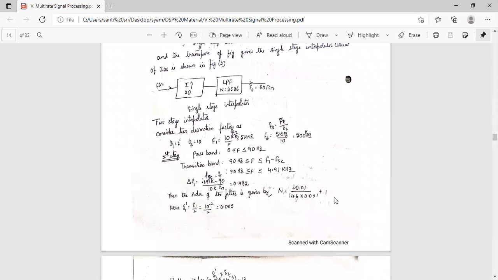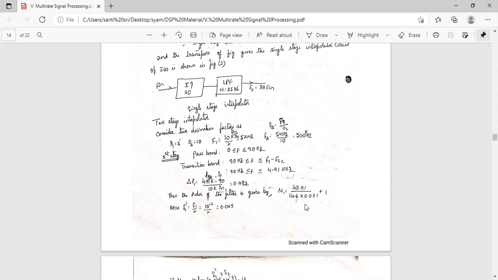Delta F1 is (F1 minus FSC) by Fin. F1 is 5 kilohertz, so by simply substituting, it gives almost 5 kilohertz. So delta F1 equals (4.91 minus 90 hertz) by 10 kilohertz, that is 0.482. Then the order of the filter is given by using the formula.